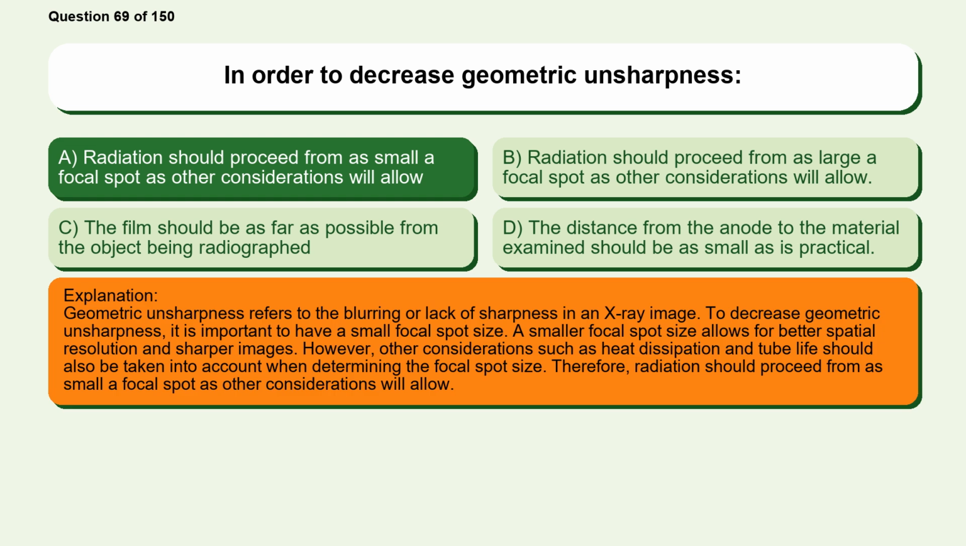Geometric unsharpness refers to the blurring or lack of sharpness in an X-ray image. To decrease geometric unsharpness, it is important to have a small focal spot size. A smaller focal spot size allows for better spatial resolution and sharper images. However, other considerations such as heat dissipation and tube life should also be taken into account when determining the focal spot size. Therefore, radiation should proceed from as small a focal spot as other considerations will allow.